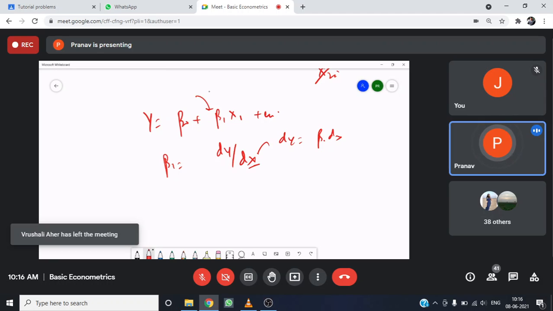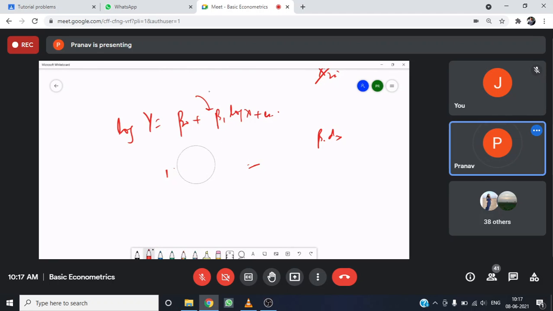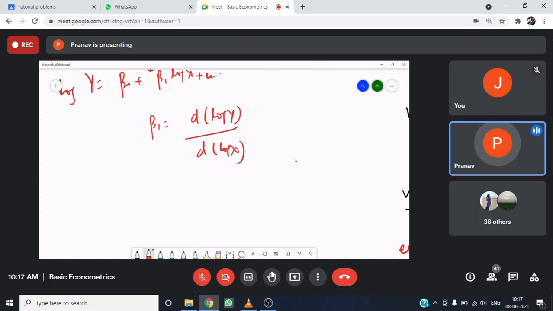Now instead of y, what you do is you have log of y, or let's say log of x. So either you take a semi-log or a log equation. Just for the sake of simplicity, let me write log of x. Now this beta 1 is d of log y upon d of log x. Now d of log y is what? 1 upon y dy. d of log x is 1 upon x dx.